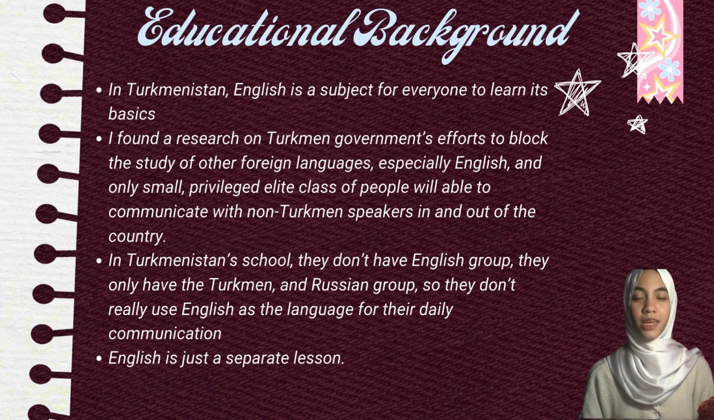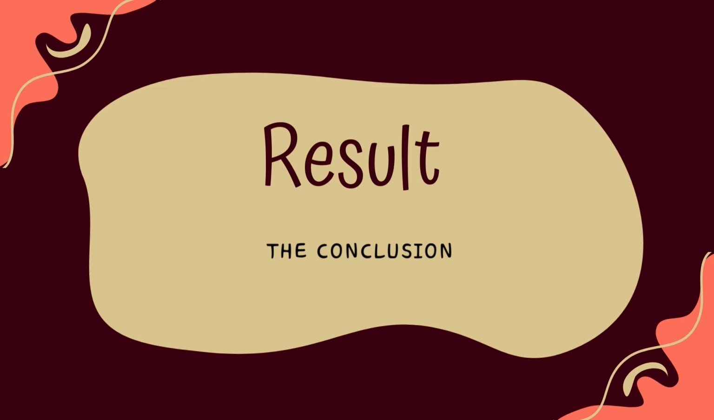Because in Anar's family, only he, his sister, and his father have proficiency in English, and the restriction on the study of foreign languages and the lack of emphasis on English in everyday communication have significant implications. While students may learn the basics of English in their classroom, their proficiency and confidence in using the language remain limited, because this creates a divide where only a small elite group can effectively engage with the international community, leaving the majority of the population at a disadvantage.